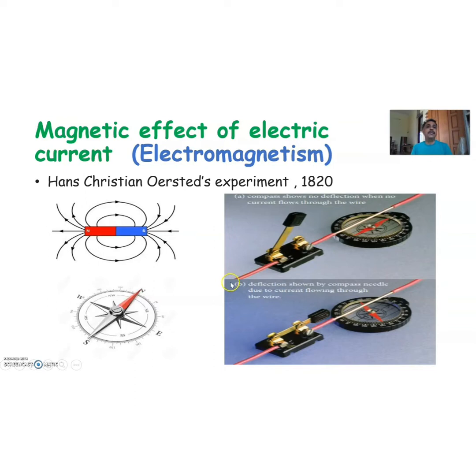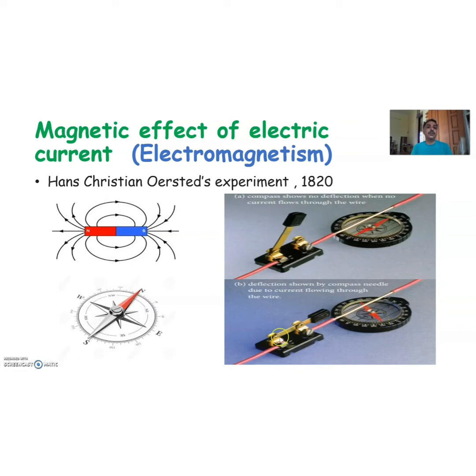For example, in the figure above, we have an electric wire connected to a switch. The switch is in the open position. Here you have a magnetic compass needle. Since the switch is in the open position, no current flows through the wire. As a result, there is no deflection in the magnetic needle. When the switch is closed, now the current flows through the wire. As a result, the magnetic needle which is kept nearby the wire gets deflected.